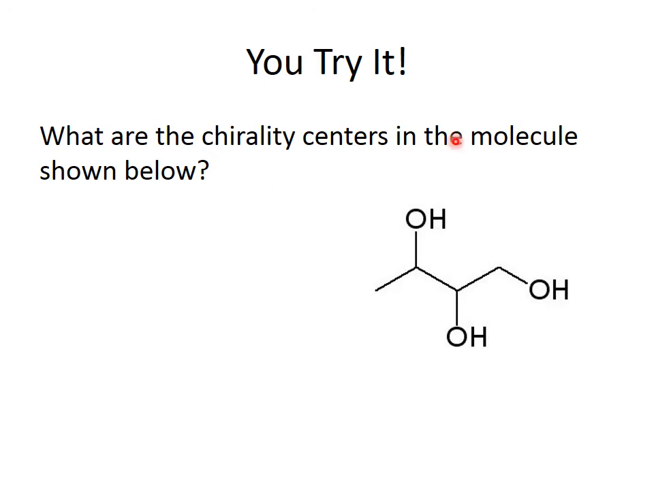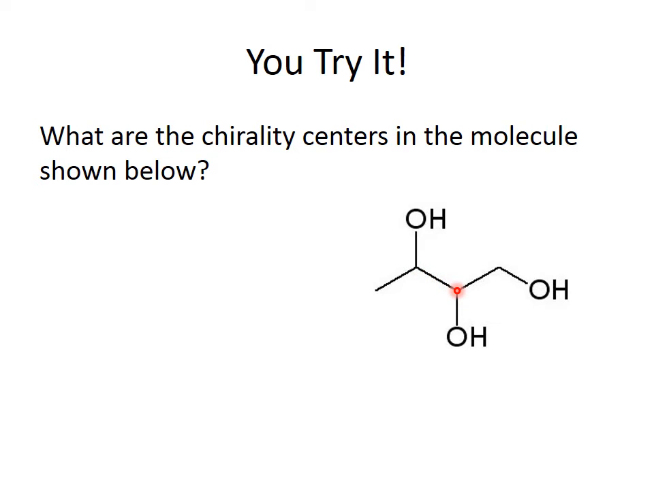What are the chirality centers in the molecule shown below? Okay, a chirality center is basically a chiral carbon. So if I look down here, I will find that this carbon has 1, a hydrogen, 2, a hydroxyl group, 3, a methyl group, and then 4, this long chain, 4 different groups. So this is a chiral carbon or a chirality center.